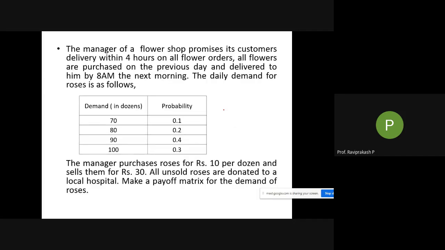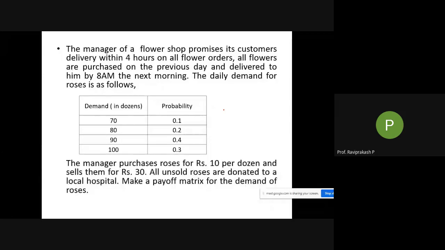A manager of a flower shop promises his customers delivery within 4 hours on all flower orders.